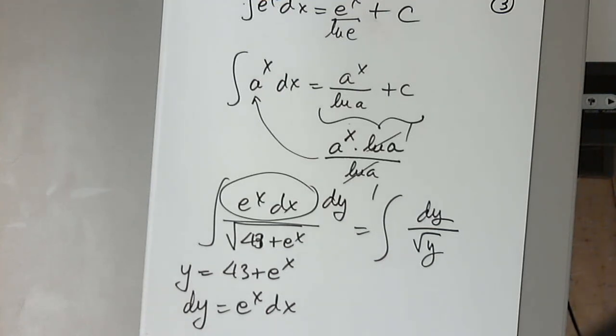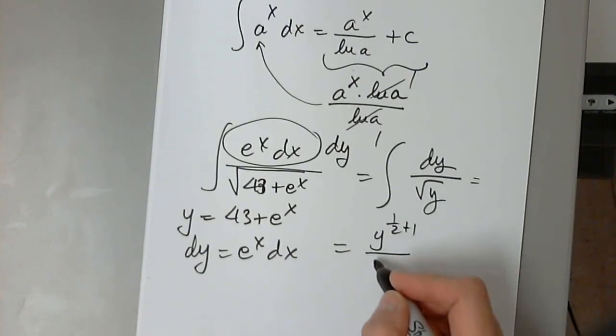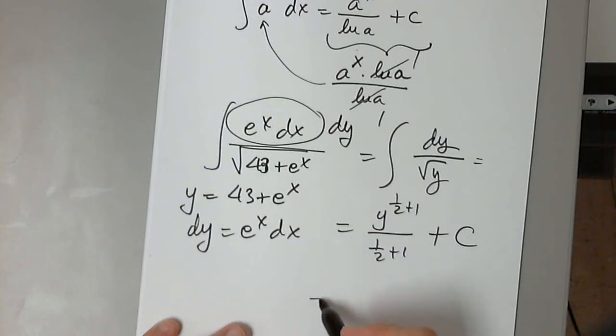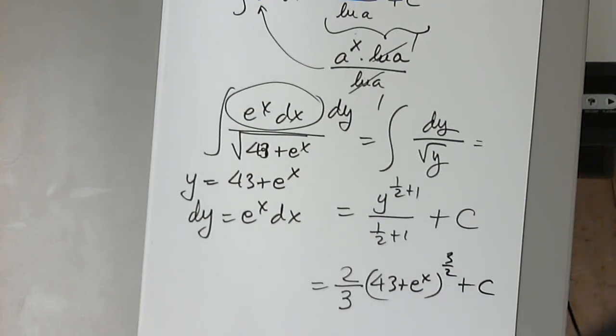Yes, some of these integrals really look fantastic, but there's really nothing there. It just pokes you in the eye with e to the x and the square root and everything, but it's really nothing. So then I have y to the 1/2 plus 1 over 1/2 plus 1 plus a constant c, and this is 2 divided by 3. And you can write it as 43 plus e to the x raised to 3/2 plus a constant c. Some of you put the square root, that's fine too, whatever.